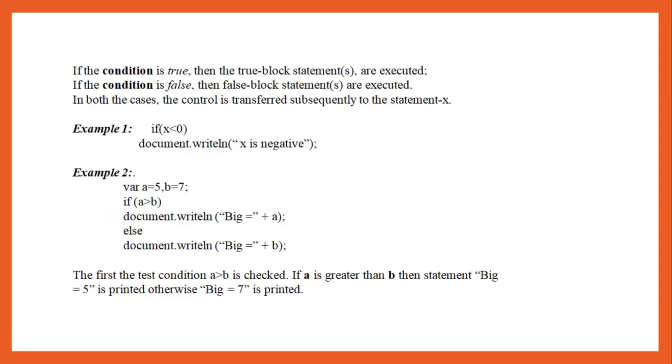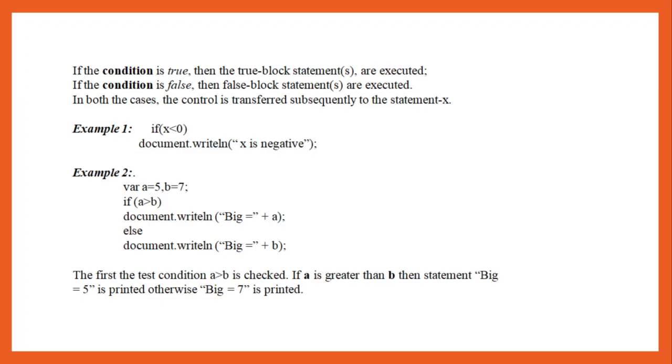See another example. Here I am taking two variables, a equals 5, b equals 7. If a greater than b, I am printing whichever number is greater. If the condition is satisfied, then it will go for the true block. What is there in the true block? document.writeln big equals a. Or else, if the condition a greater than b fails, then it will print b.